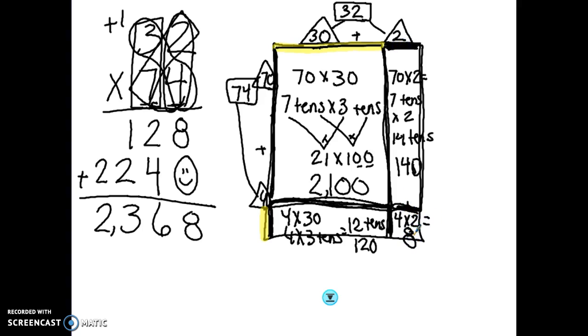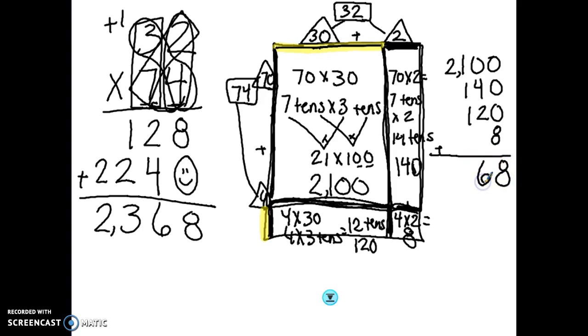Now my last step with my area model is to add up all of my partial products. 2100 plus 140 plus 120 plus 8. 8 plus 0 plus 0 plus 0 is 8. 4 plus 2 plus 0 is 6. 1 plus 1 plus 1 is 3. 2 plus 0 is 2. So I got a product or answer of 2,368. And you can see that that matches my product with the standard algorithm.